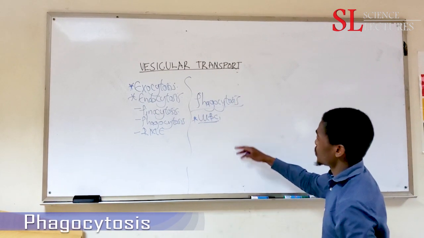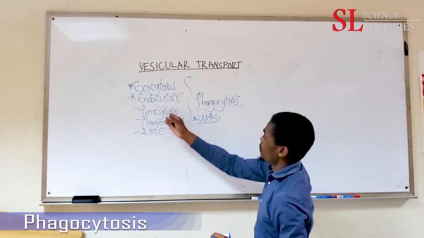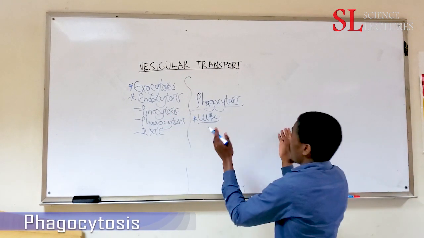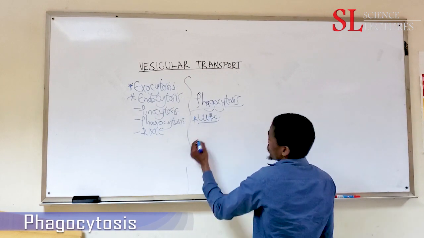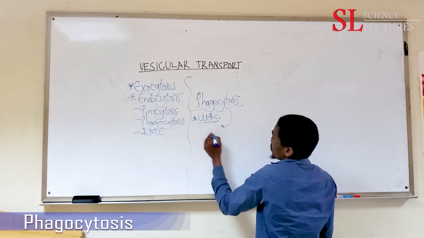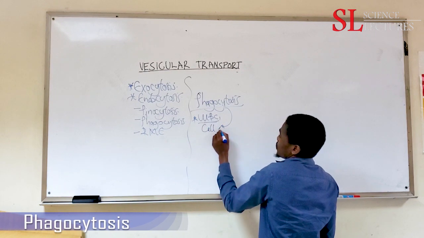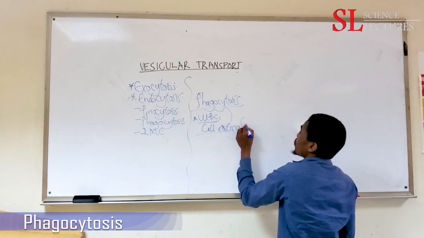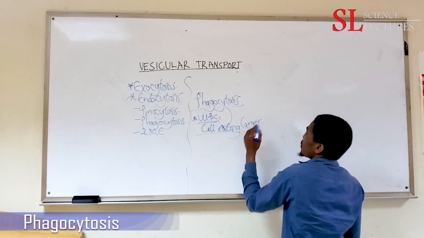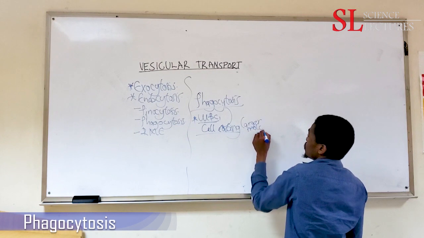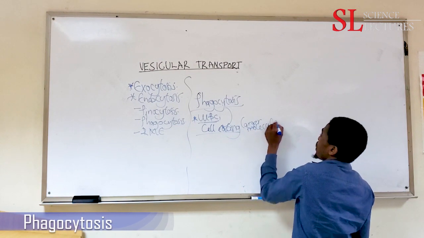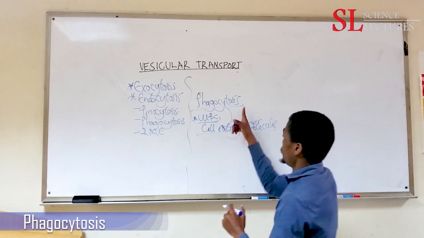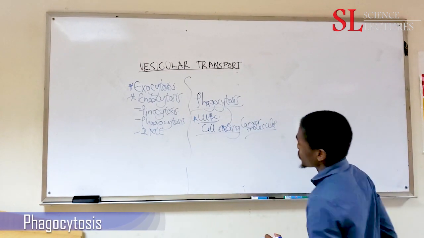So we gave another name for pinocytosis as cell drinking. We can say phagocytosis is the opposite of cell drinking, and that is cell eating. Why? Because in this case we have larger molecules, larger than solutes, being taken up into the cell. So that is it with phagocytosis.